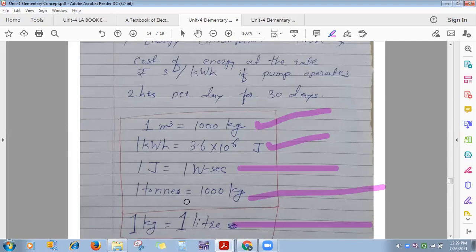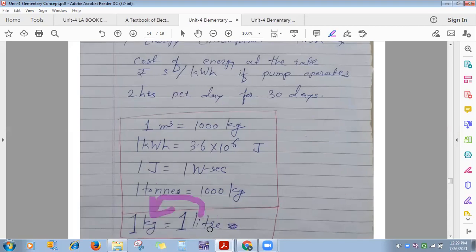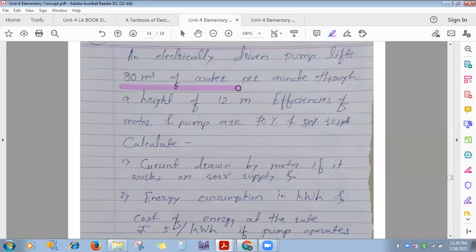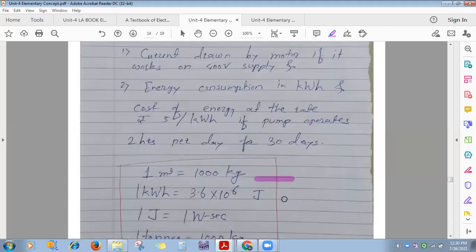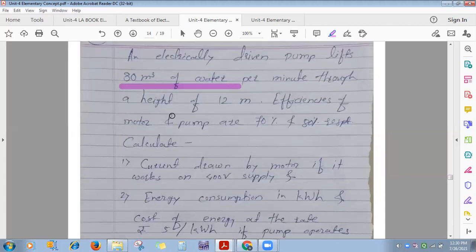Because whenever I use the formula mgh for the output of the motor, that mass must be in kg. Sometimes it is given in meter cube, you must be able to convert it to kg. Sometimes it is given in ton, convert it to kg. Sometimes it is given in liter. 1 liter is equal to 1 kg. You must know this relationship. Here it is given in meter cube, so 1 meter cube is equal to 1000 kg. Height is also given, 12 meter. Efficiency of motor and pump is given as 70 and 80%.